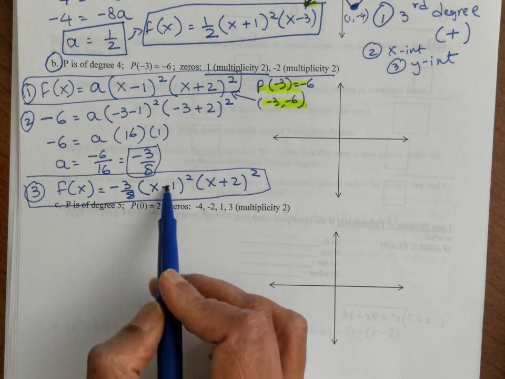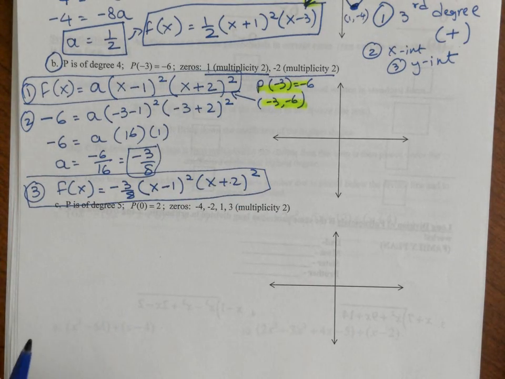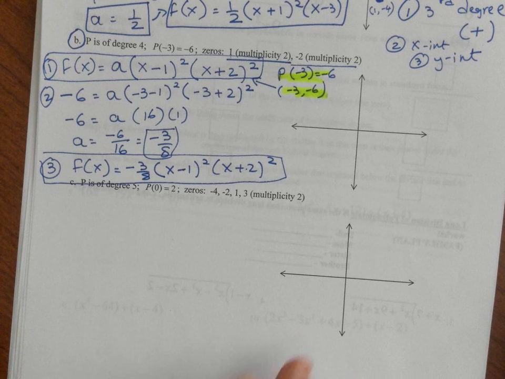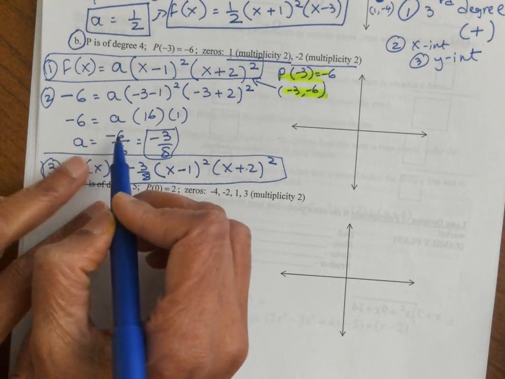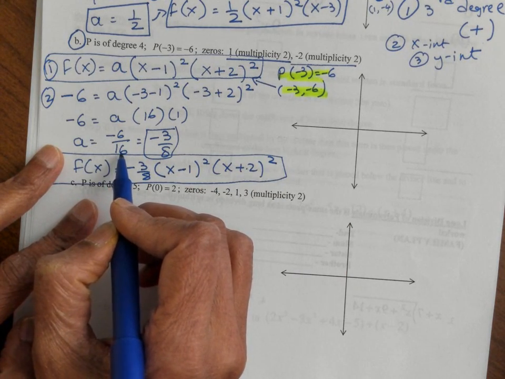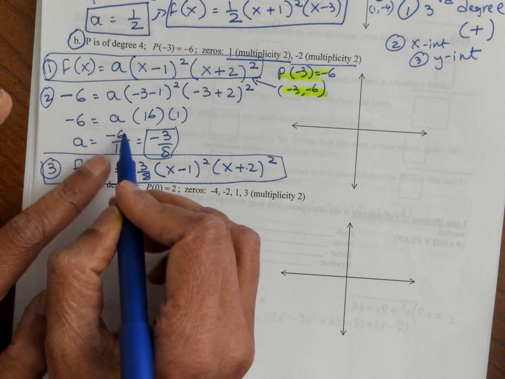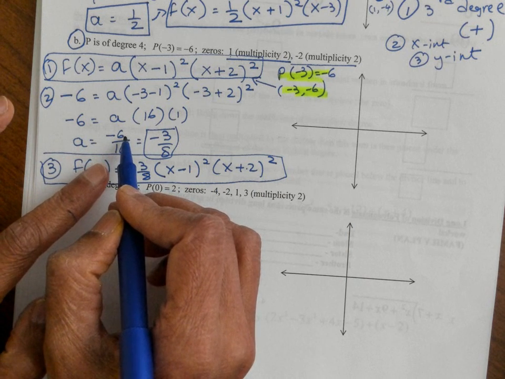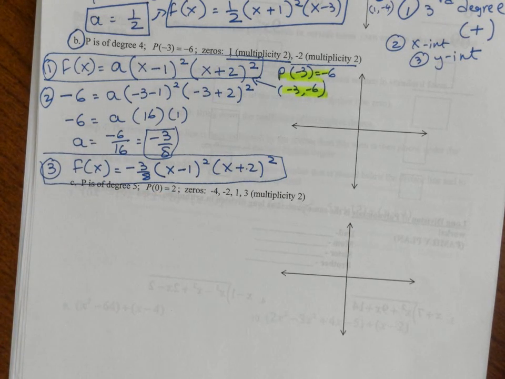So these are my x-intercepts. No, but you see from where it says negative 6 equals a times 16 times 1, so negative 6 equals 16a. How do you lose? Oh, all I did was to simplify. So I got a to be negative 6 over 16. And now all I did was to simplify that, because 6 and 16 are both multiples of 2. That's all I did. Yeah. So it's nothing more complicated than that.